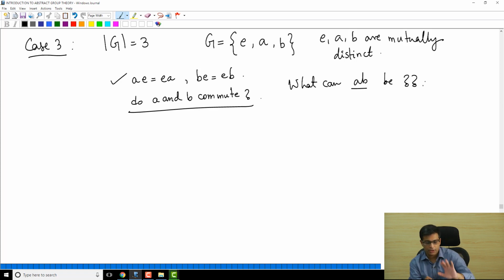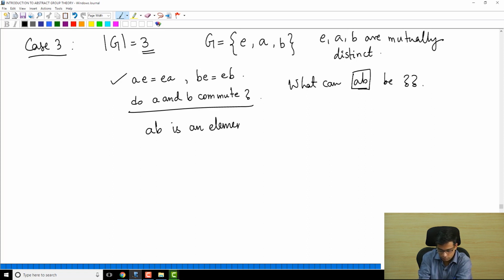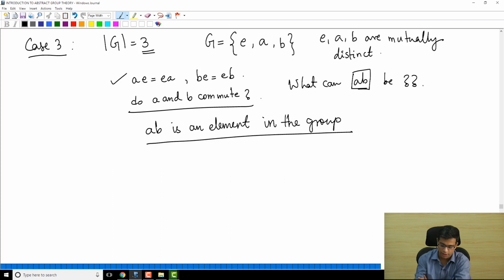By which I mean, remember G is a group of order 3 and I have already given names to its 3 elements. I have called the identity by E, the other 2 elements by A and B. But G is a group and A and B are 2 elements. So, A B must be in the group. AB is an element in the group, because we have a binary operation on the group. A and B are there, and when you perform the binary operation on A and B, the output is again in G. So, AB is an element in the group, which is just E comma A comma B.